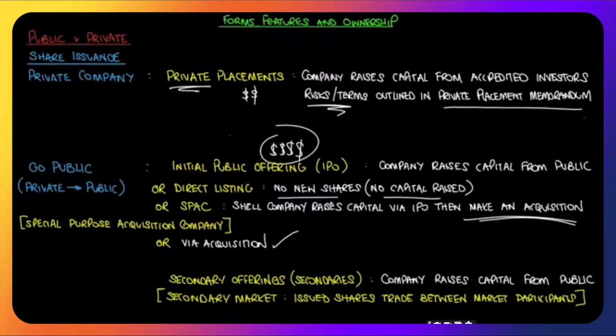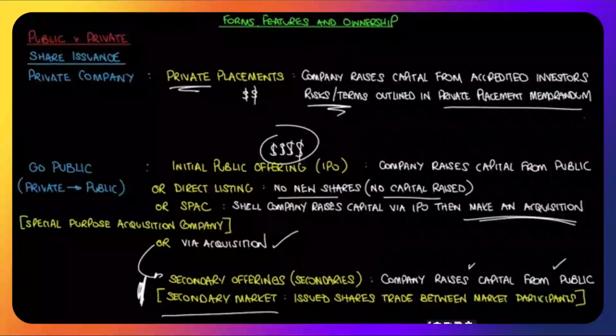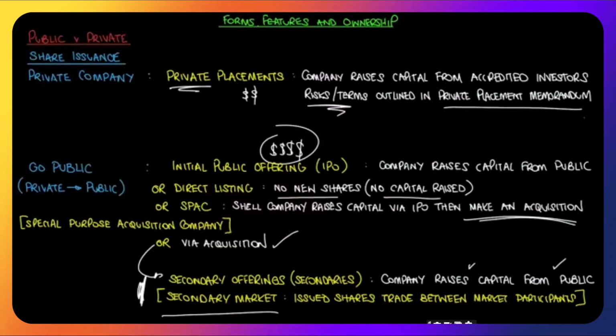Once you've gone public, had your big initial offering, you may then have subsequent secondary offerings, secondaries, where you raise even more capital from the public. We did our IPO, we're having another round of share issue. Just be careful here. Make sure you can distinguish between a secondary offering where we raise capital from the public and the secondary market. The secondary market is where shares are traded between market participants. That does not raise any new capital for the company.